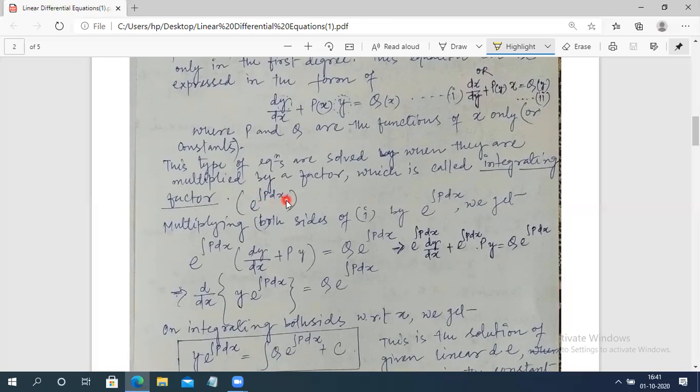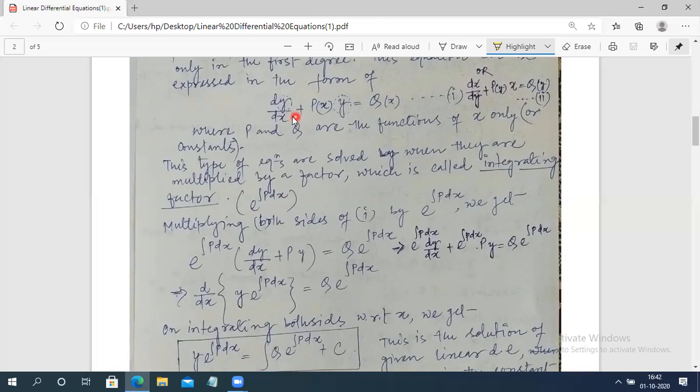And if it is of the form dx/dy + p x = q, then the integrating factor will be e raised to the power ∫p dy, because in that case p is a function of y only. Here we will integrate p with respect to y. But in this case, the integrating factor will be e raised to the power ∫p dx.